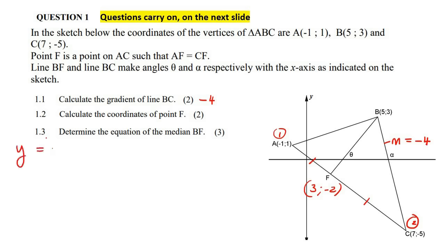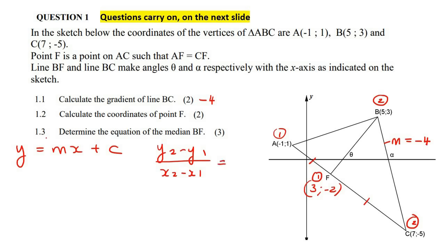We know that it's a straight line, so y is equal to mx plus c. First step, let's go find the gradient. So that's the formula y2 take away y1 over x2 take away x1. I'll call this point 2, I'll call this point 1. You can reverse that, it doesn't matter.